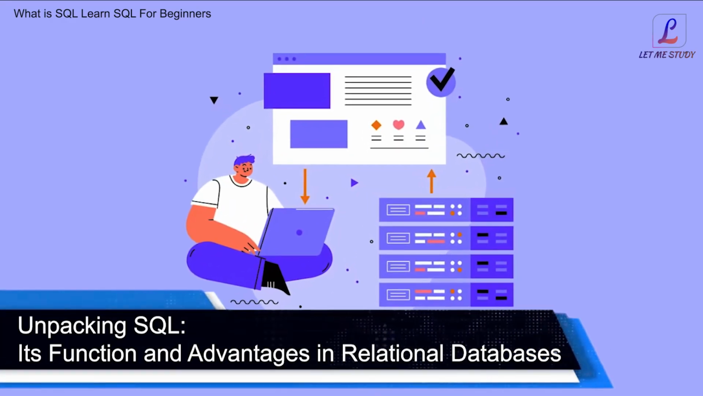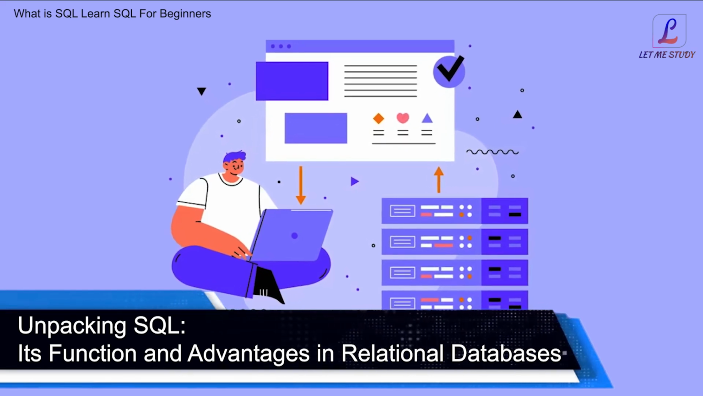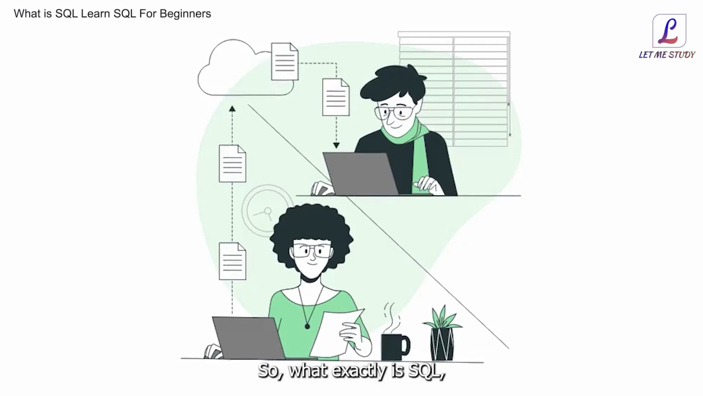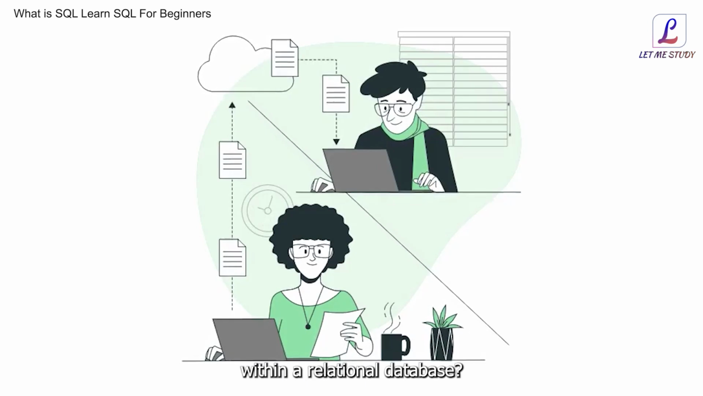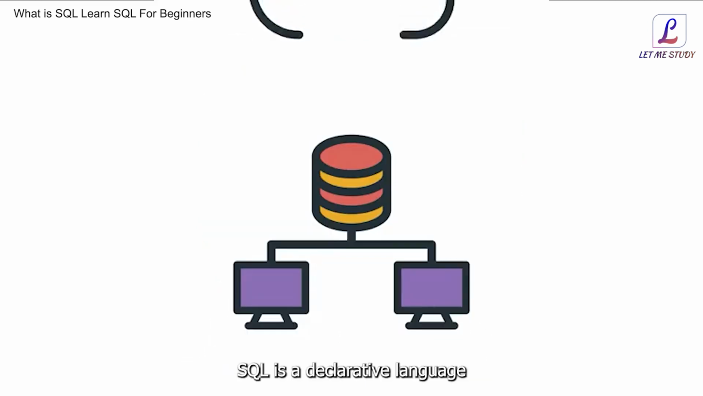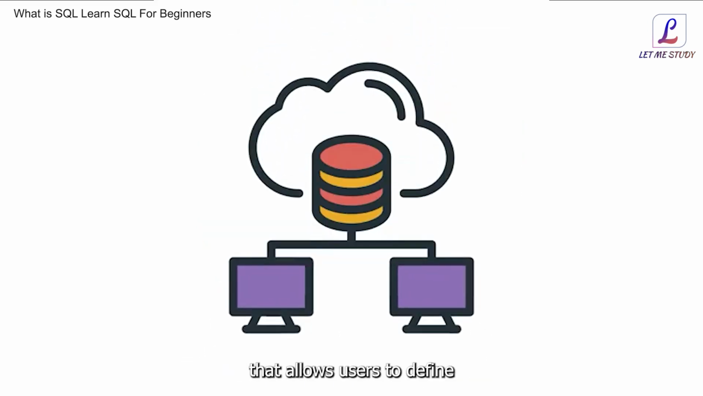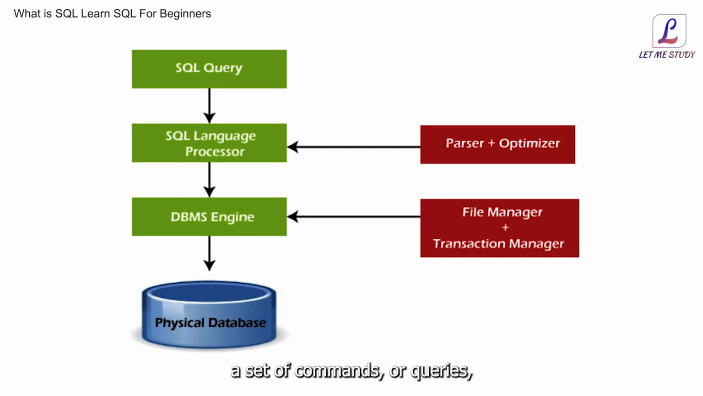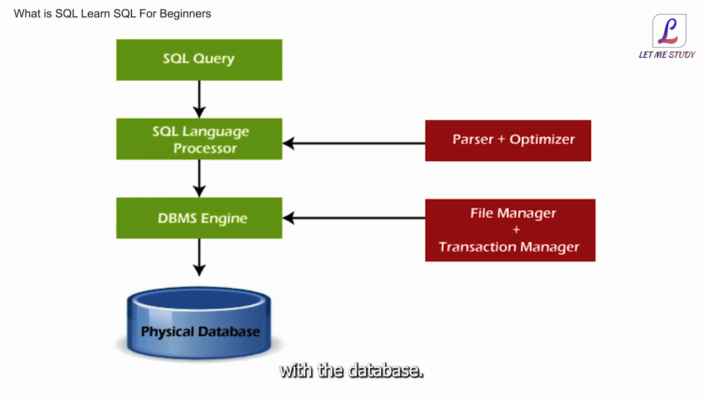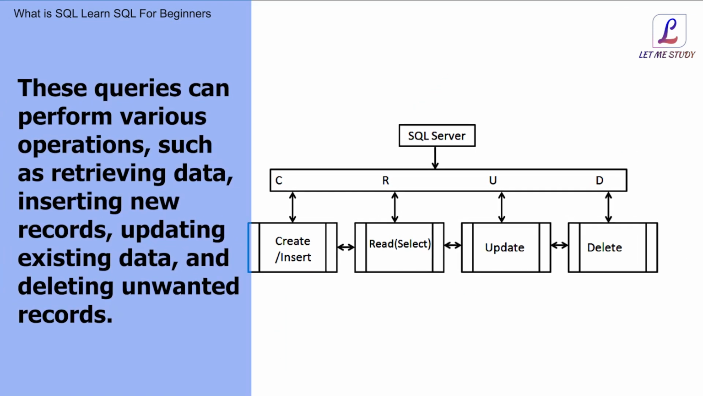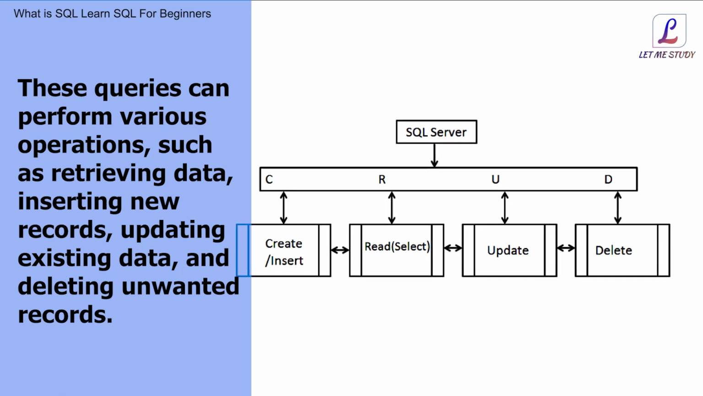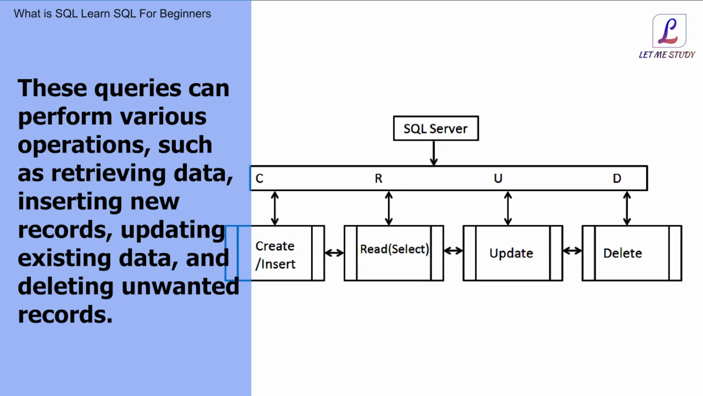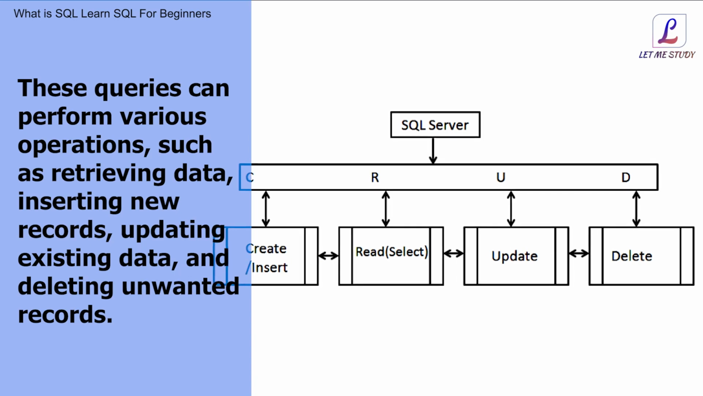Unpacking SQL, its function and advantages in relational databases. So, what exactly is SQL, and how does it work within a relational database? SQL is a declarative language that allows users to define and manipulate data in a structured manner. It consists of a set of commands, or queries, that are used to interact with the database. These queries can perform various operations, such as retrieving data, inserting new records, updating existing data, and deleting unwanted records.